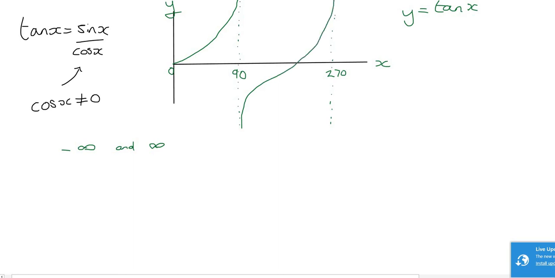180 at 0, and goes all the way up to +infinity. And the final little branch is here. So it starts down at -infinity and goes up to 0. So the zeros of tan are actually the same as the zeros of sine. So zeros at 180 and 360, and in fact 0.